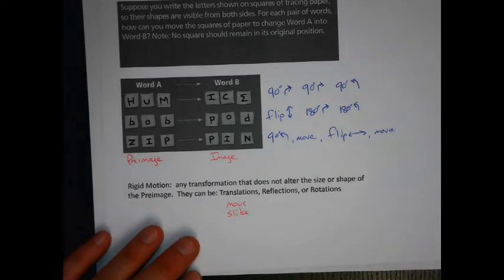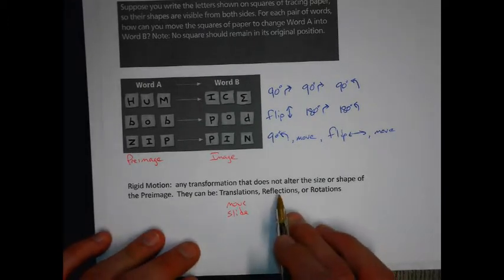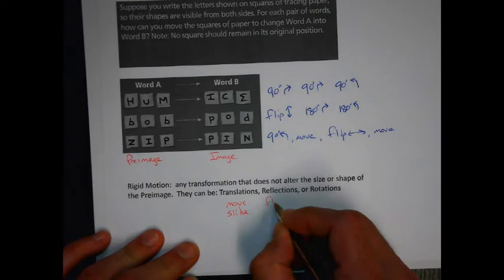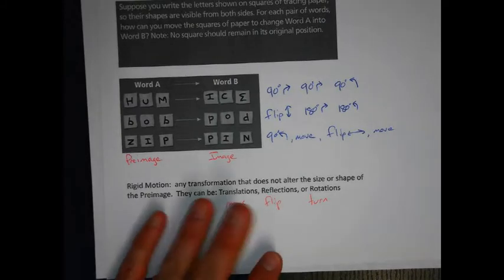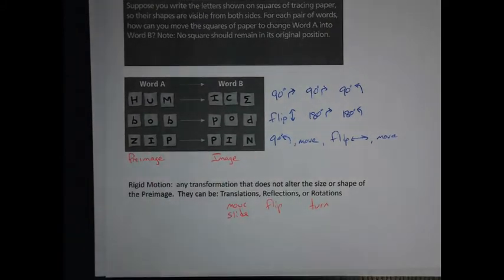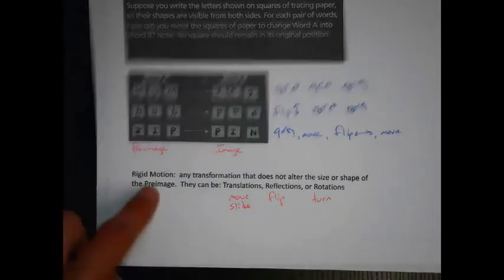Okay, so move or slide. We have reflections, which is when we flip, and then rotations, when we turn. So we can slide, flip, and turn. All right, so that's what those mean. But we're going to use the academic vocabulary from here on out. All of these are examples of rigid motion.